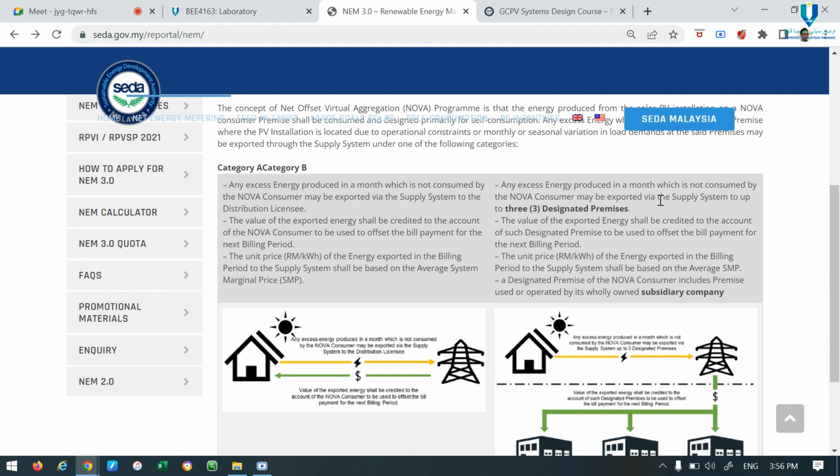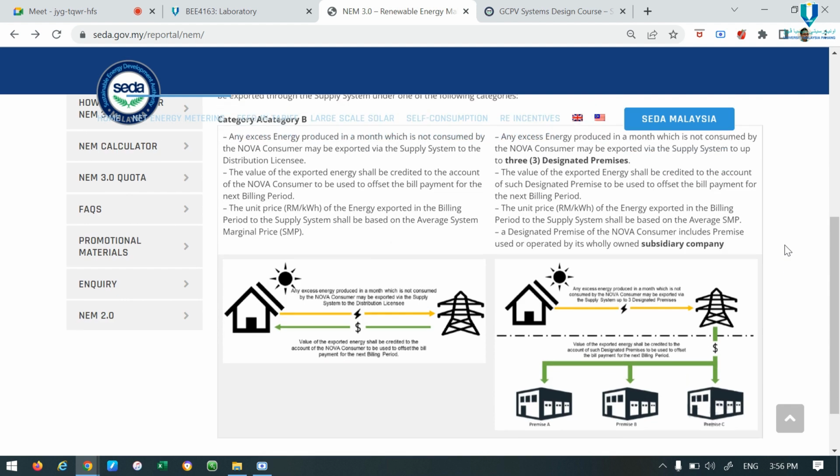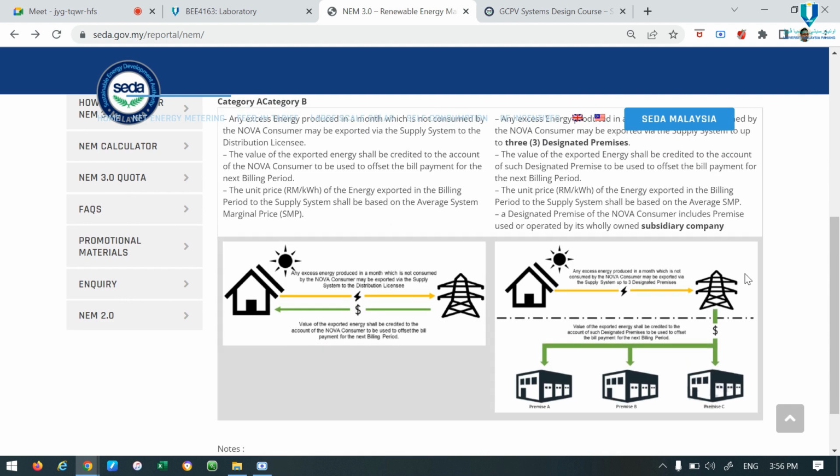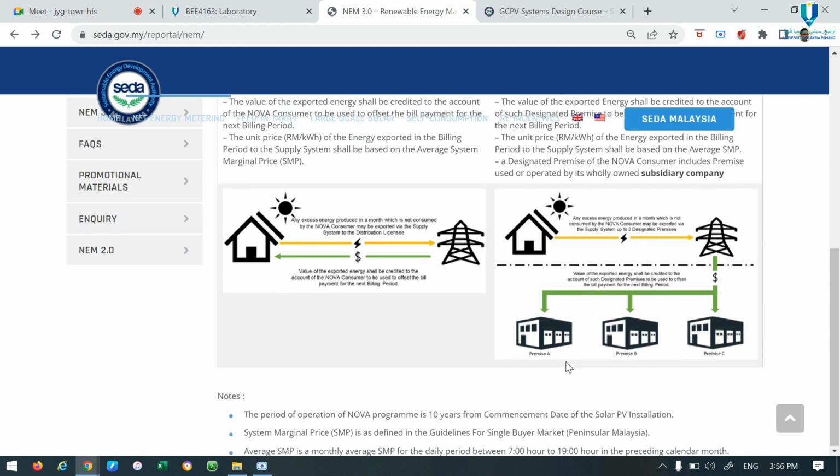What is not consumed by Nova may be exported through the supply system to up to 3 designated premises. The value exported should be credited to the account to be offset. The unit is still SMP, but the condition is that the designated premises of Nova include only subsidiary companies. For example, Syahiman Solution Sdn Bhd has under it Syahiman Food, Syahiman Electronic, Syahiman Mechanical. So it can only forward to subsidiary companies. It can't suddenly forward to TMG. The credit can be forwarded to the smaller ones.